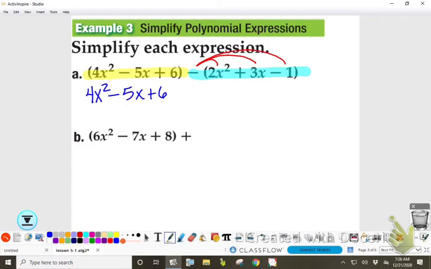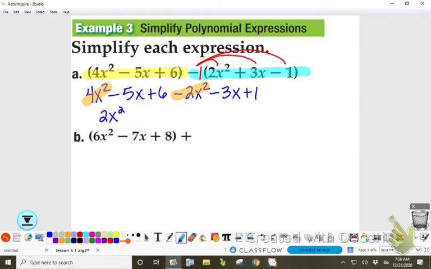It's like a negative 1. If you want to put a 1 there, you can. So that would be minus 2x squared minus 3x plus 1. And then you just combine like terms. So start with your highest exponent first. So my highest exponent is 4x squared minus 2x squared would be 2x squared.